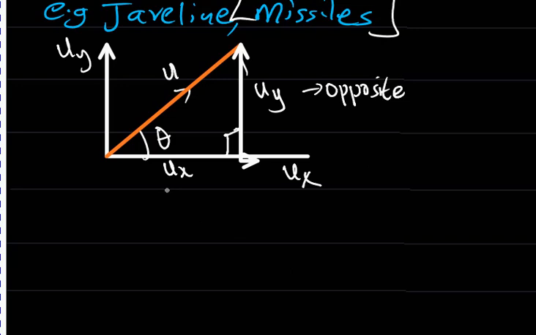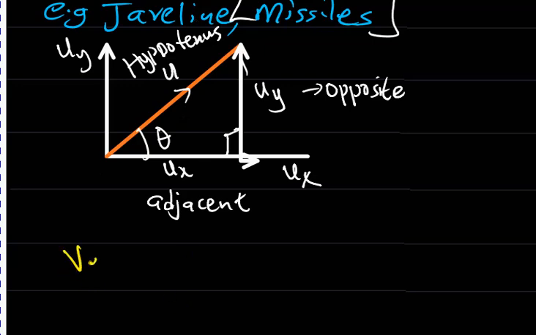The ux is the hypotenuse of the right angle triangle. Okay, the ux is the adjacent, please pardon me. The adjacent of the right angle triangle, while the velocity itself is the hypotenuse. So now we are resolving this velocity into two components, the vertical component and the horizontal component.